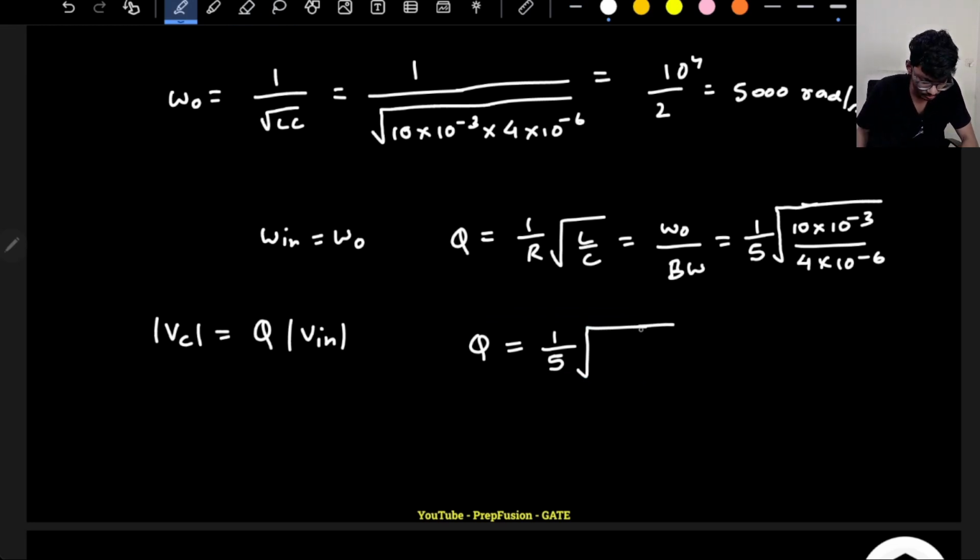this will be 10 raised to power 6, 10 raised to power 3, 10 raised to power 3, 10 raised to power 4, 250. Okay, 10 raised to power 4 is there, right? So this will be 100 divided by 2. So this will be 10 basically. So the quality factor is 10.